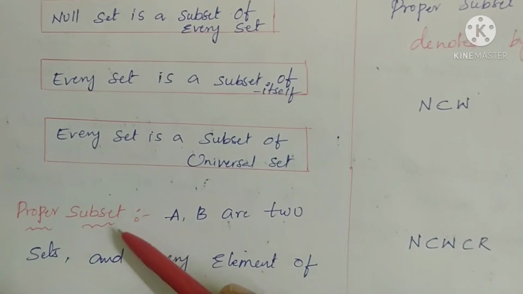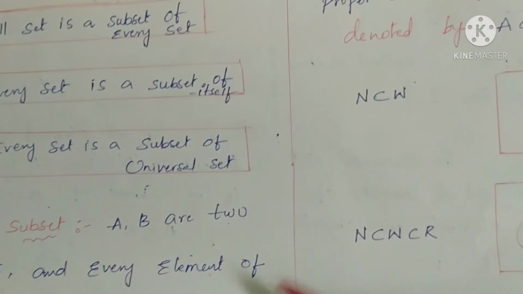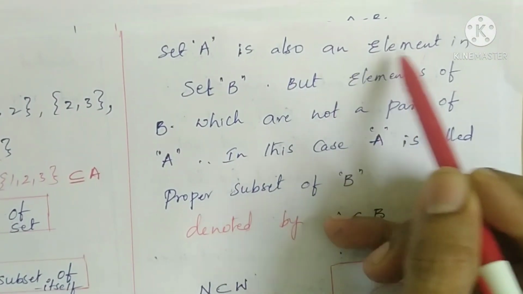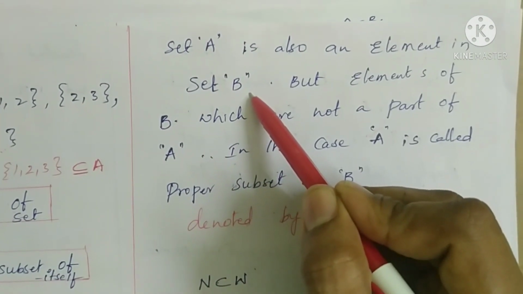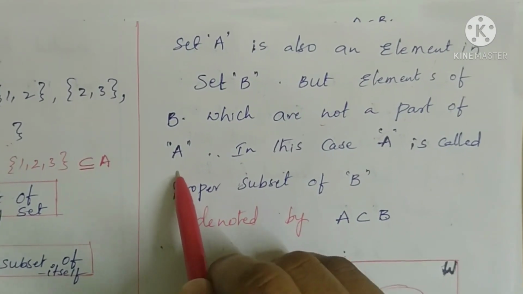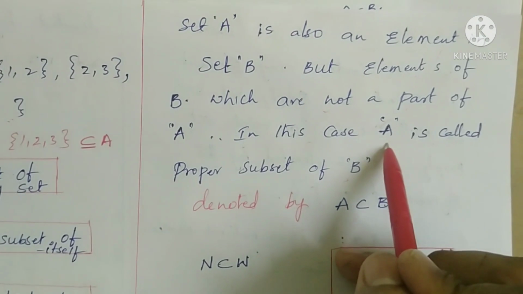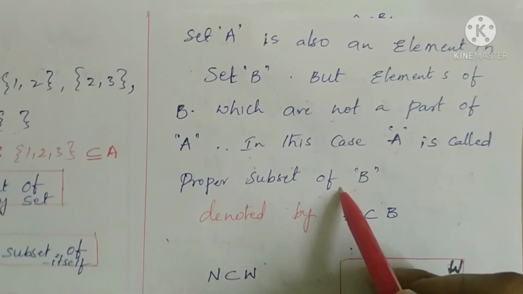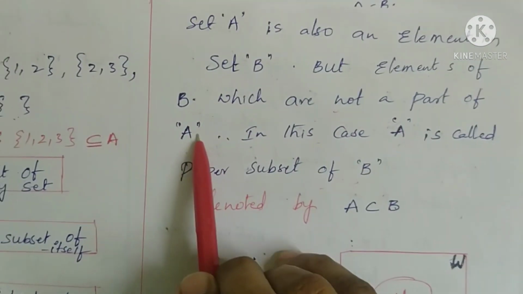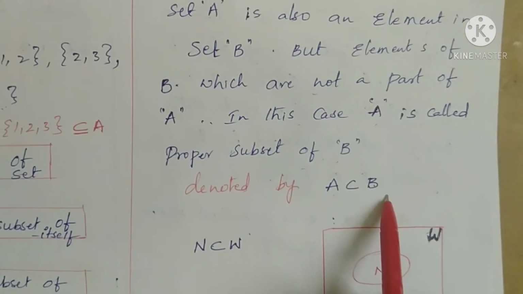Next one, proper subset. If A and B are two sets and every element of set A is also an element in set B, but there are elements of B which are not a part of A, in this case A is called a proper subset of B. It is denoted by the symbol A is a proper subset of B.